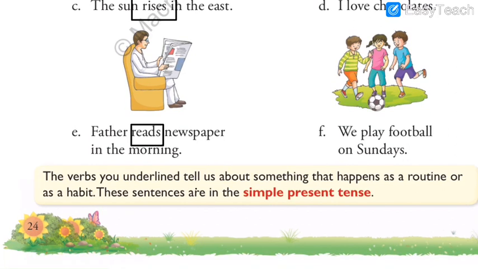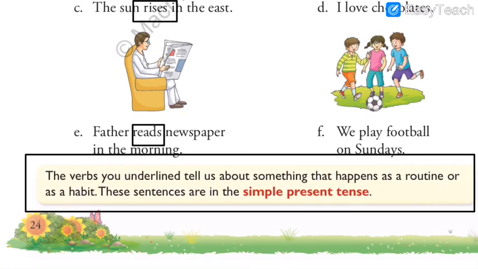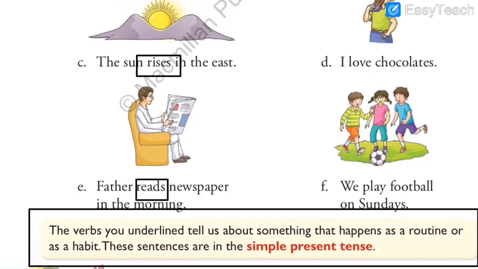Yes, so let us quickly read the definition and then I'll explain the meaning of the simple present tense. Okay, the verbs you underlined tell us about something that happens as a routine or as a habit. These sentences are in the simple present tense. Why are they in the simple present tense? Because they tell us something which happens as a routine or as a habit.